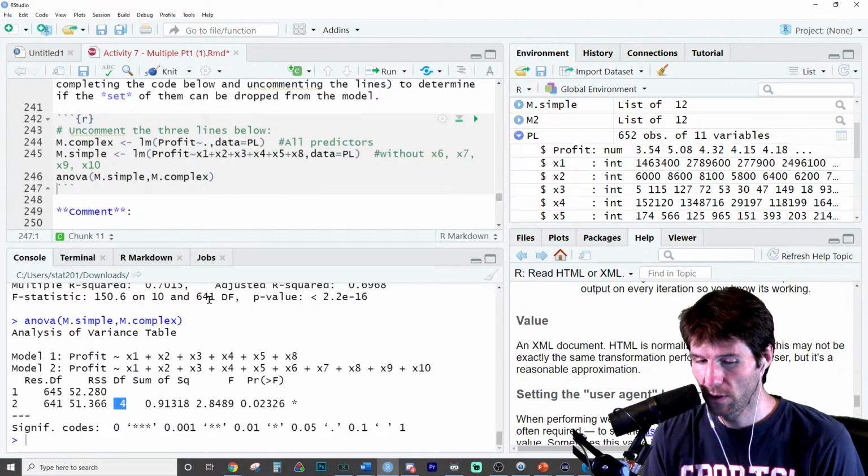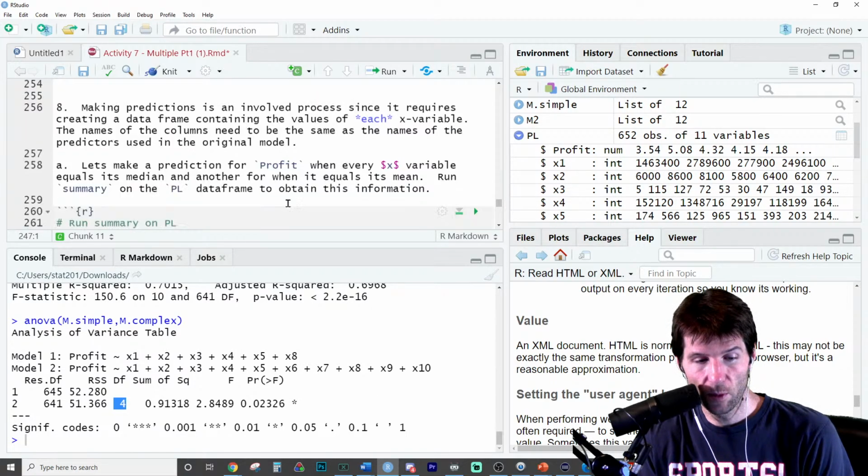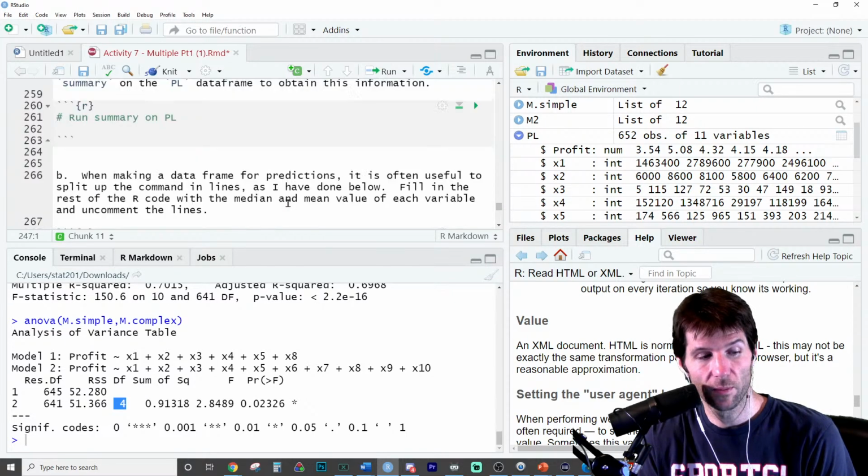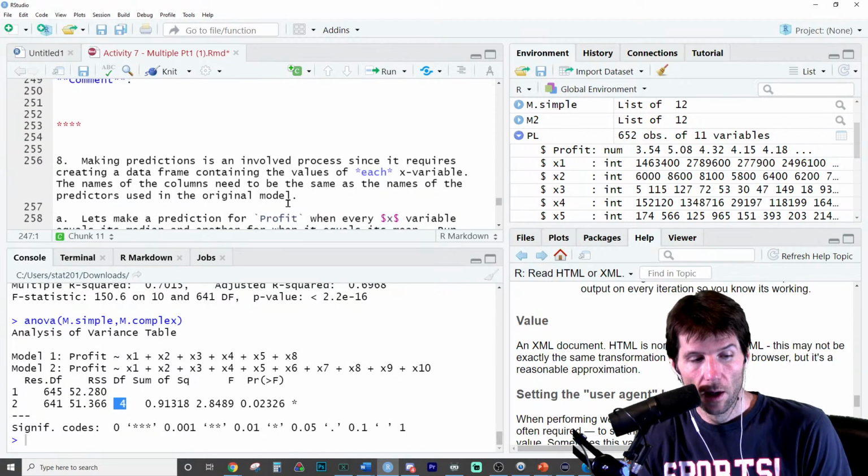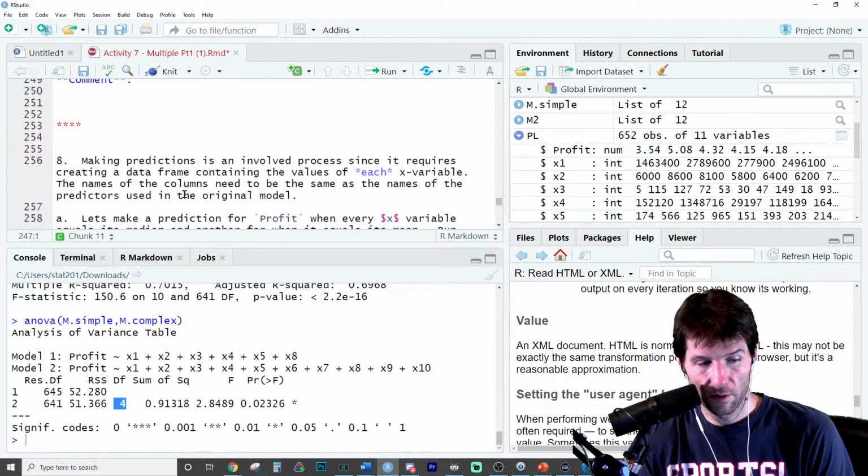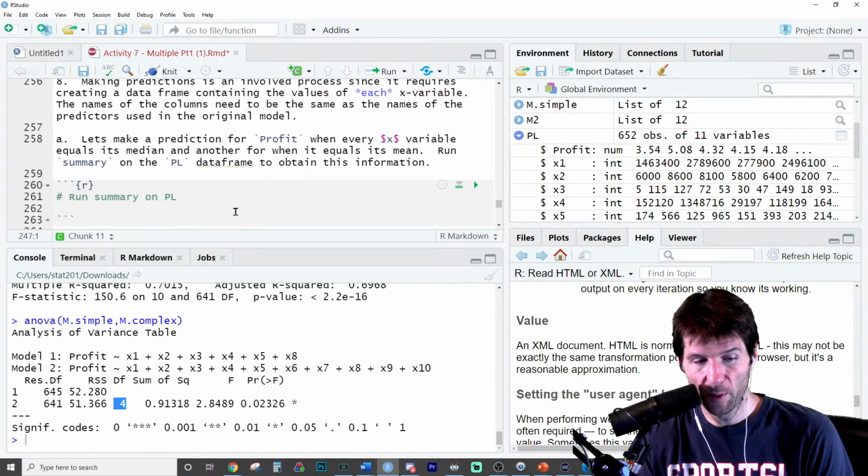Those are the extra coefficients in the model. And yes, I think we're right here. We're almost down to the big question. Making predictions involves creating a new data frame. Let's make predictions for profit, for every x value equals its median and for equals its mean.